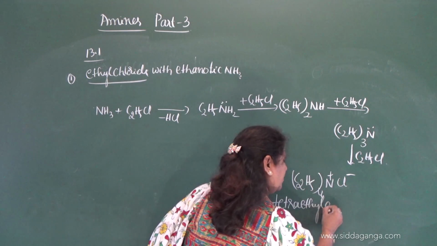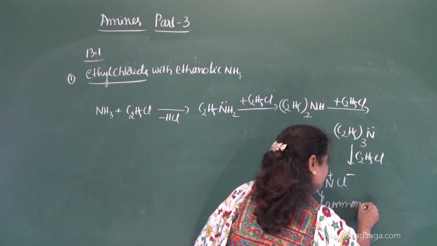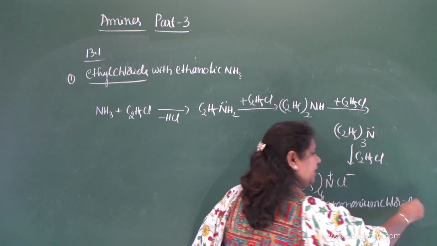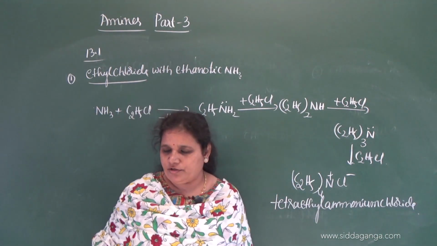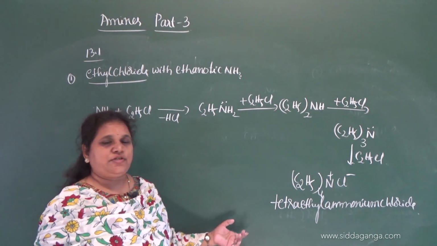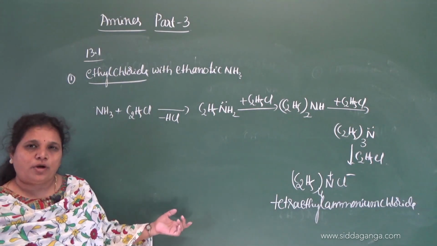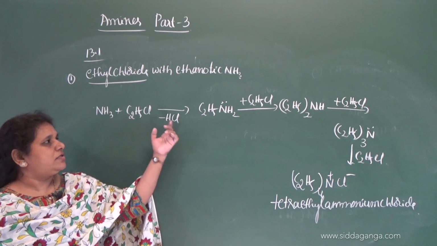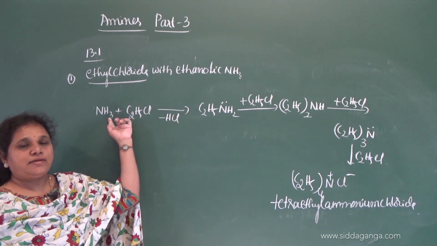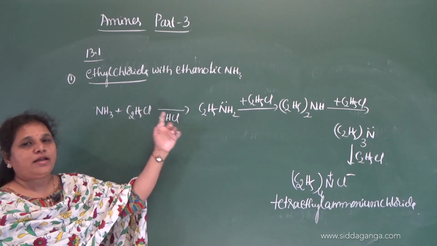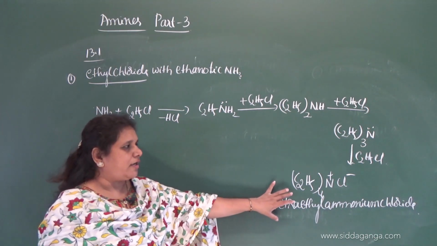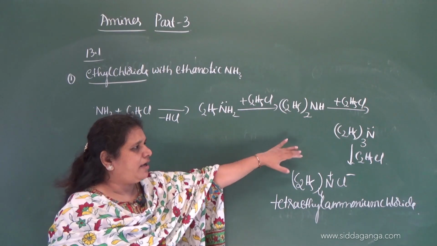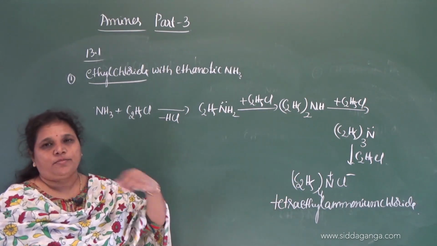Tetraethylammonium chloride. It is a quaternary salt, and you have studied this in the nucleophilic substitution reactions of haloalkanes. So alkylation, or you can call it ammonolysis. Successive hydrogen atoms are replaced by alkyl groups and finally you will get a quaternary ammonium salt. So ethylamine, diethylamine, triethylamine and quaternary ammonium salt.